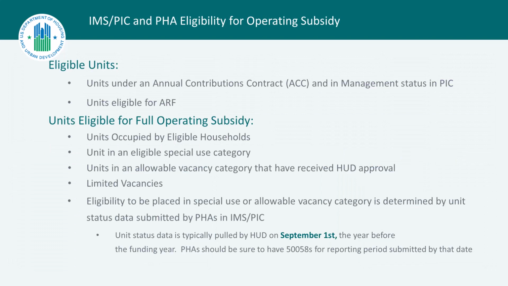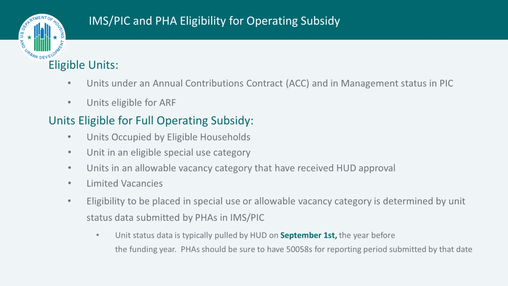Now that you know a little bit about the process and schedule for determining eligibility, let's talk about what makes a unit eligible for operating subsidy. In order for a unit to be eligible for operating subsidy funds, the unit must be under the annual contributions contract between the PHA and HUD, and the unit must be in management status in IMS PIC. An exception for this is units eligible for an asset repositioning fee, or an ARF. ARF units may have already been removed from the public housing inventory.